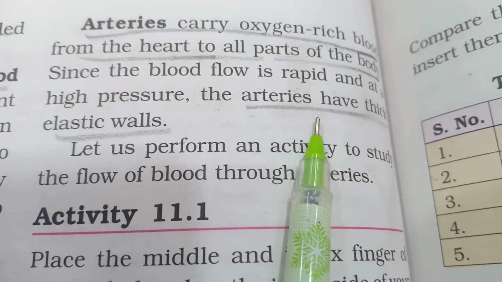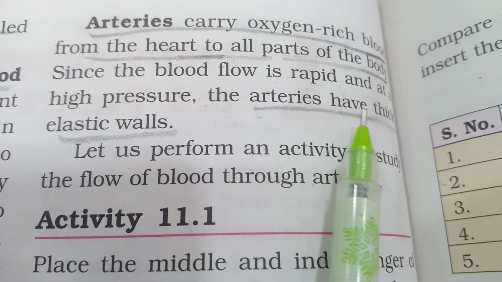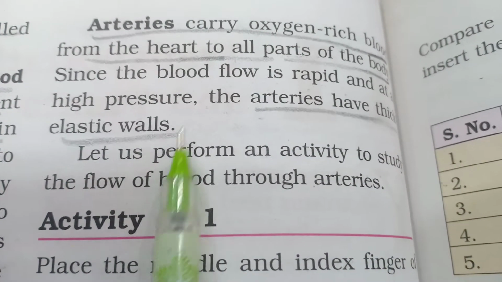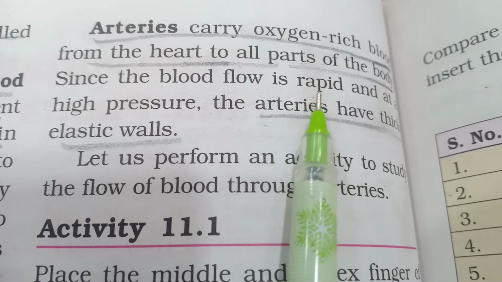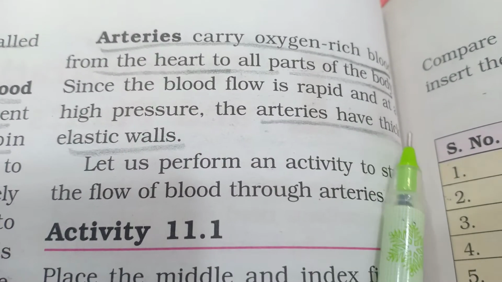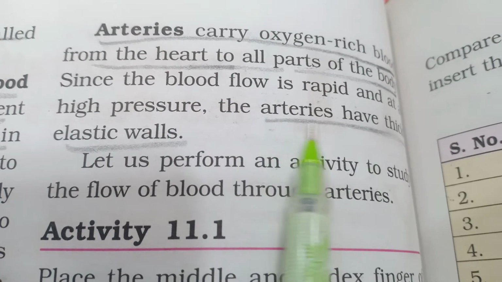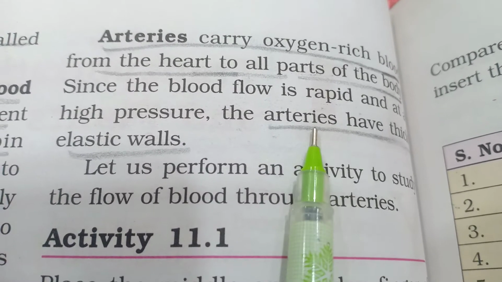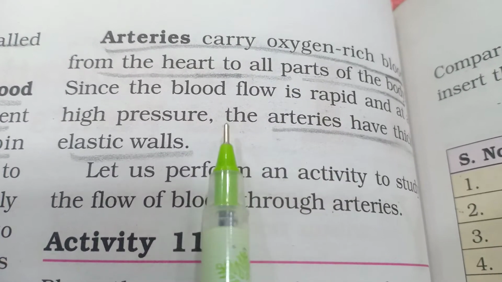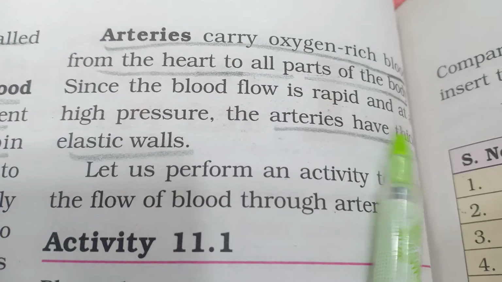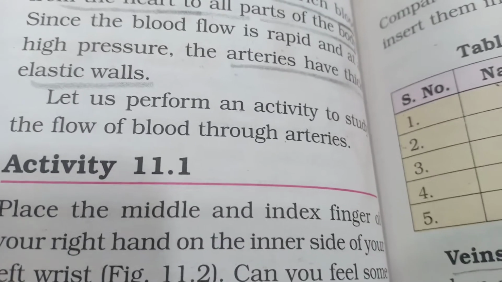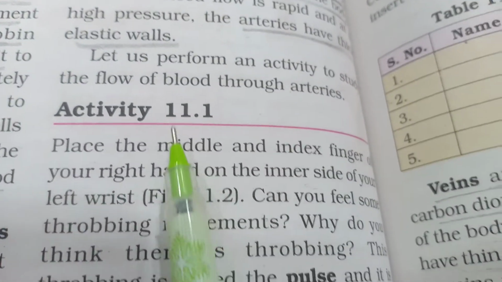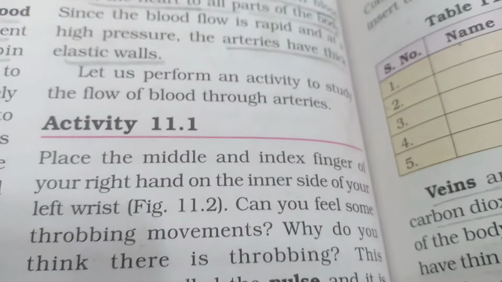A question can come in your exam, why do arteries have thick elastic walls? So the answer to this question is because the blood flowing from the heart is rapid and at a high pressure, and arteries are the vessels which carry oxygen rich blood from the heart to all parts of the body, so they are supplied with thick elastic walls. Fine. In order to understand these blood vessels, we are going to perform an activity, that is 11.1.